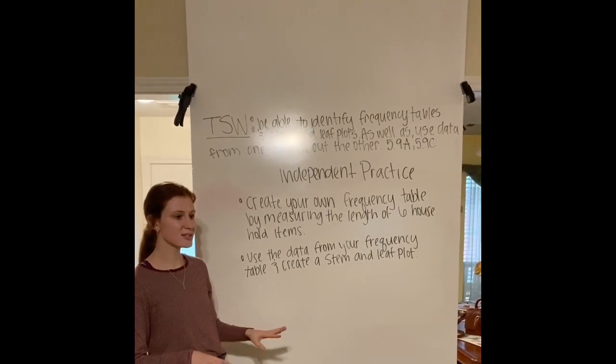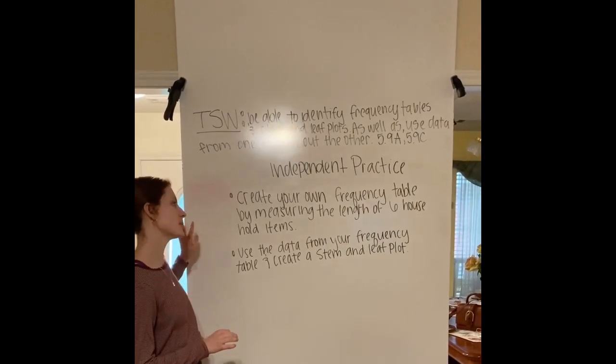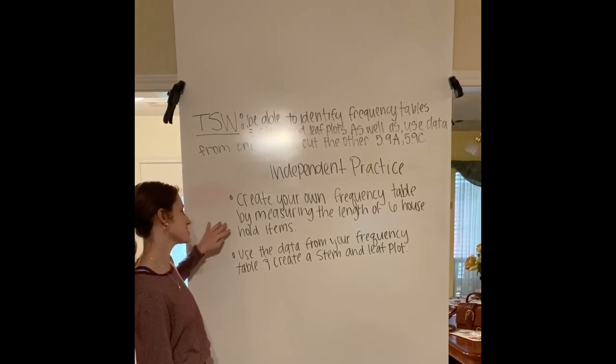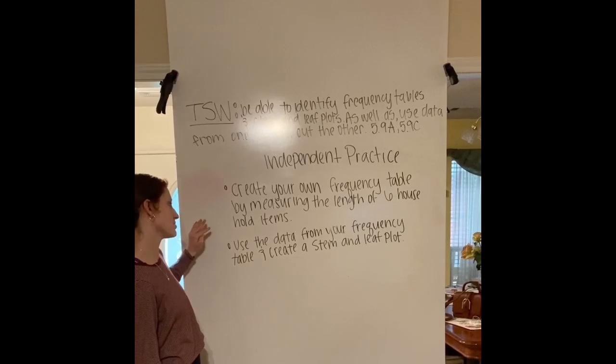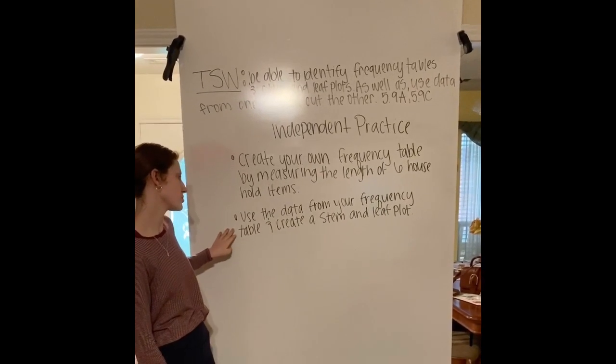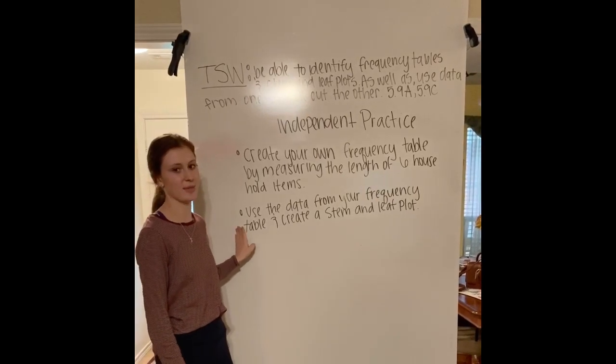Okay, so now that we are done, I want you to do some independent practice. Using what we learned today, I want you to create your own frequency table by measuring the length of 6 household items. Then I want you to use the data from your frequency table and create a stem and leaf plot.